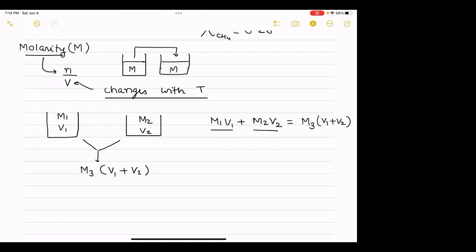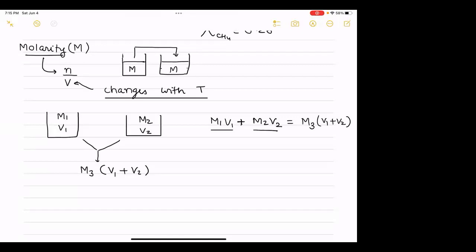Okay, but be careful. If they are both bases or both acids, having the same type, that means they are giving the same H plus ions or the same OH minus ions, then only you are going to put the plus sign. But if you have one acid and another base, then you will subtract the moles.